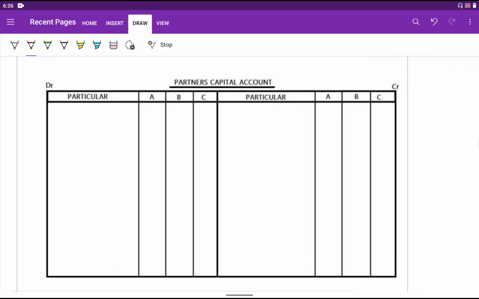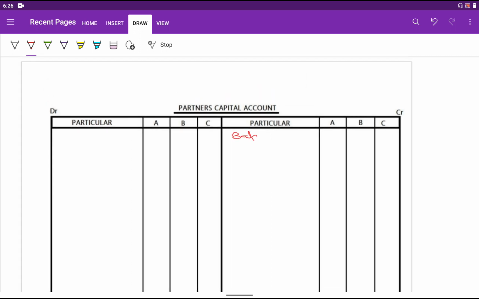The partners' capital account will be very easy, no need to be tense. First we will start with the balance brought down, same as what we did before. From the balance sheet we will take 5000, 2000, 1000, 5000, 2000 and 1000 as the balance brought down.